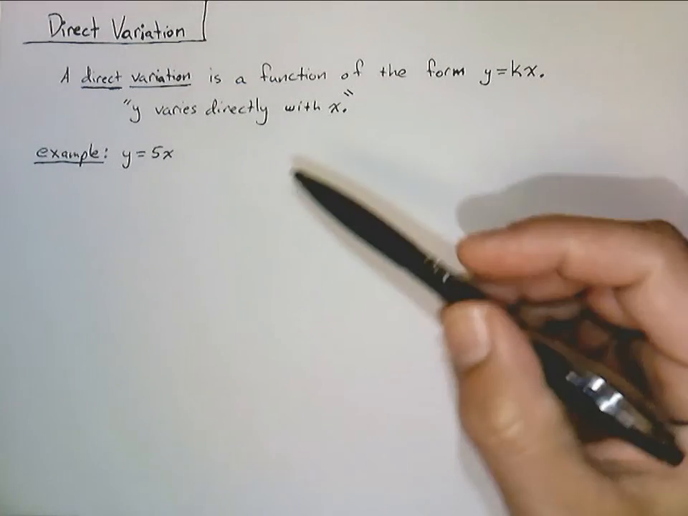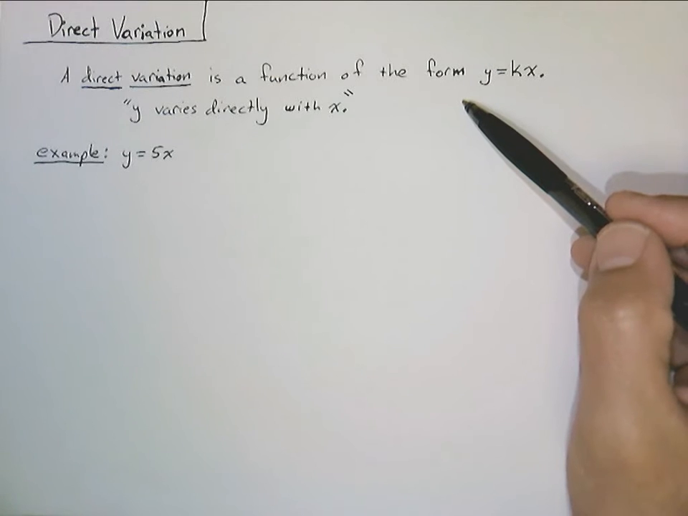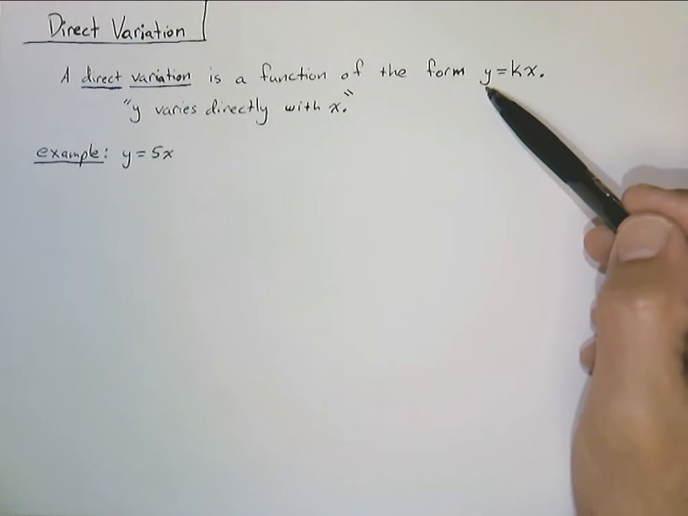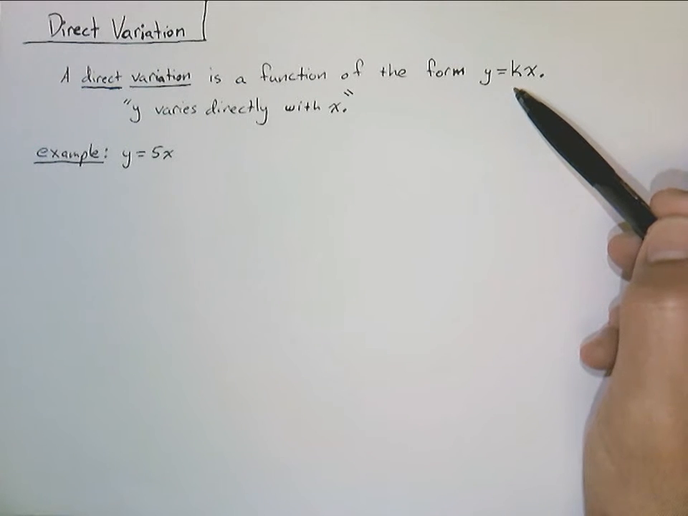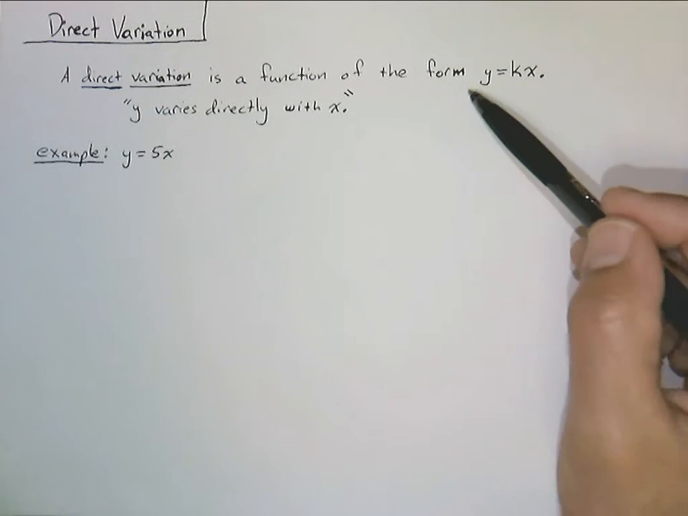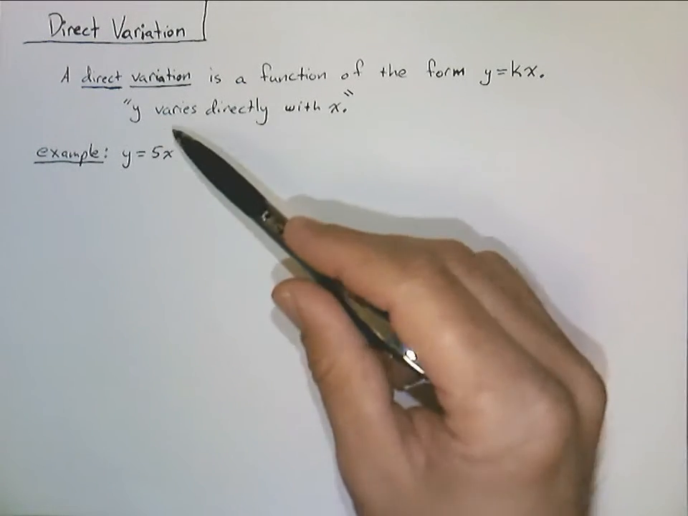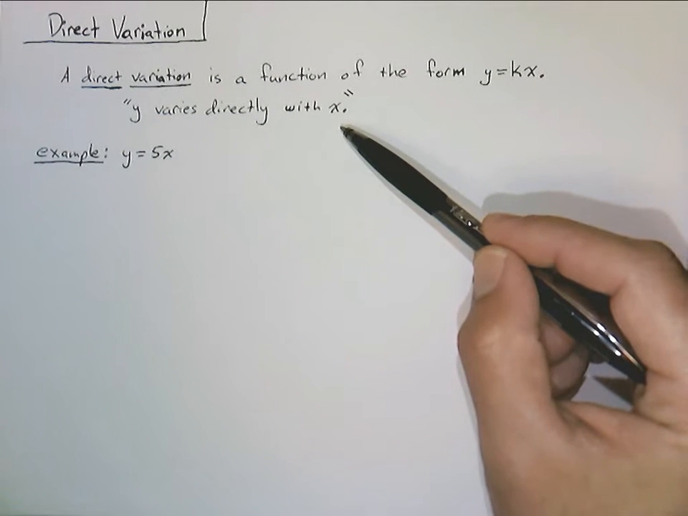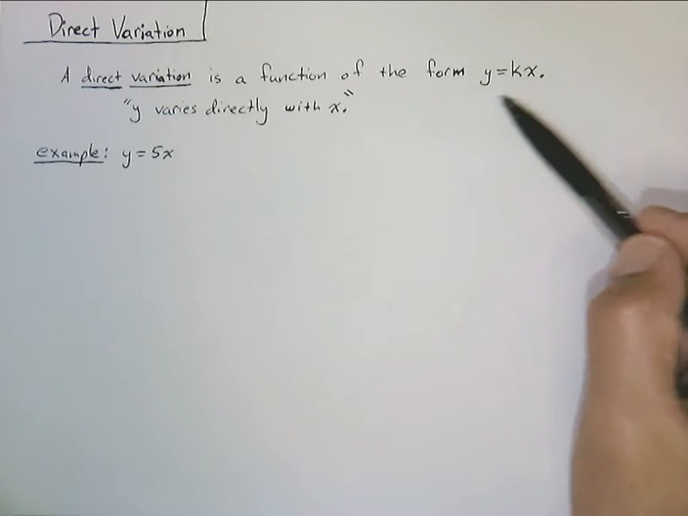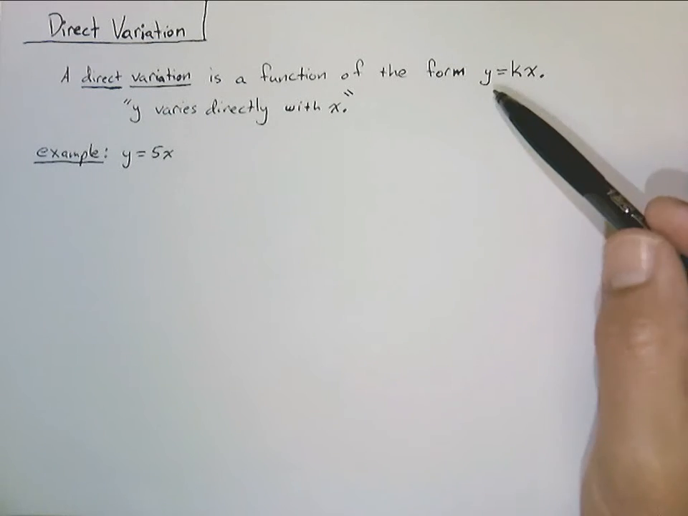Today we're going to be talking a little bit about direct variation. And we've got the definition of a direct variation right here. It's just a function of the form y is equal to k times x, where k is just some number. When you see a function like this, what we say is that y varies directly with x. There are other kinds of variations, but this is the first one we're going to look at, direct variation.